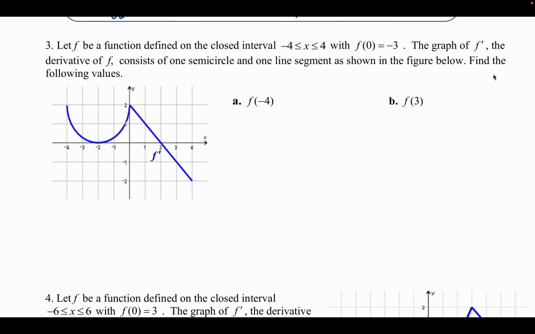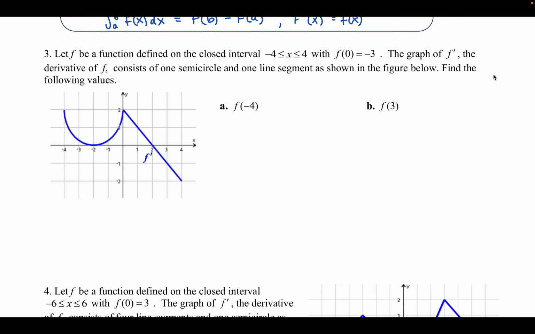For instance, here we have f is a function defined on the closed interval -4 to 4, and we know that f of 0 is -3. So they gave us one point on the function. The graph of f prime, the derivative of f, consists of one semicircle and one line segment as shown in the figure below. And we want to find the following values. We're not given the graph of f, we're given the graph of f prime. So we're given the derivative, and we want to go backwards and find what is f of 4.